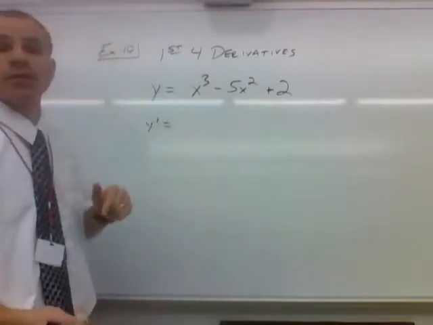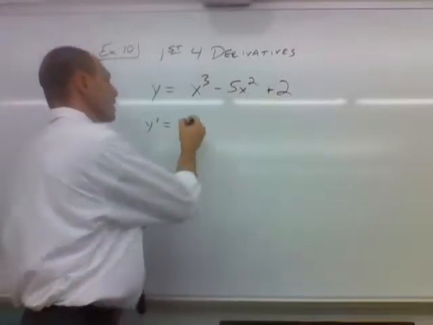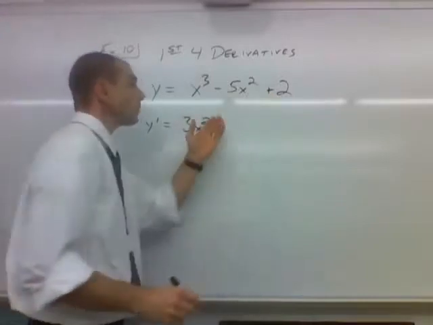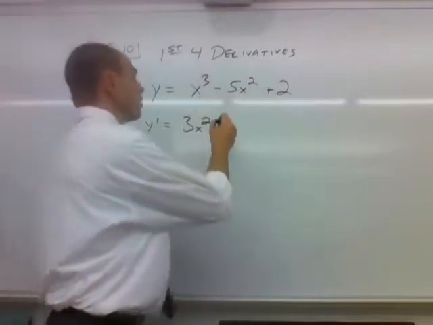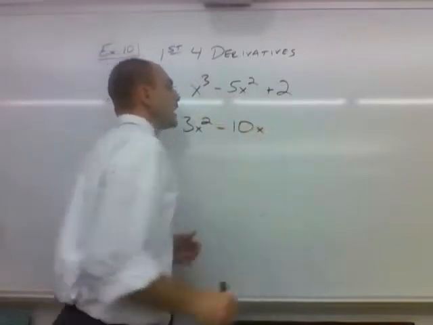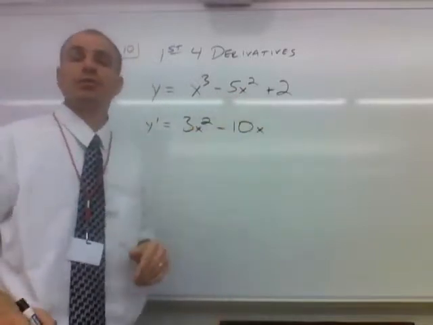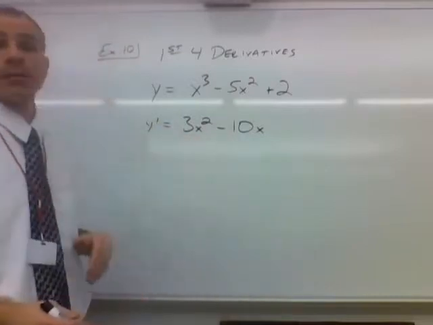So the derivative of x cubed, yes, that would be 3x squared. And the derivative of 5x squared, we're getting used to this now, that would be 10x. And the derivative of 2 is 0. So there's y prime, okay?